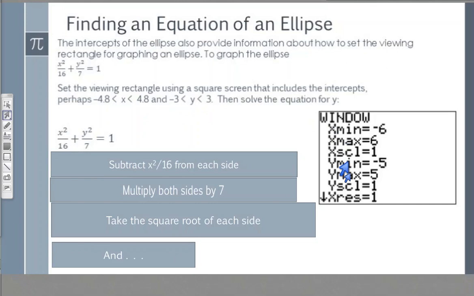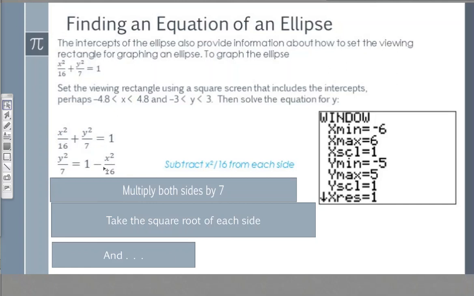But also look here, I can't enter this into my calculator in this form. Remember, it has to be in y equals in order for me to get it into the calculator. So the first thing I'm going to do is subtract x squared divided by 16 from each side of the equation. And this is what I end up with. Now, if you'll remember, you want to get rid of the denominator. That 7, we need to get rid of it. So in order to do that, we multiply both sides of the equation by 7. And that's what we end up with.